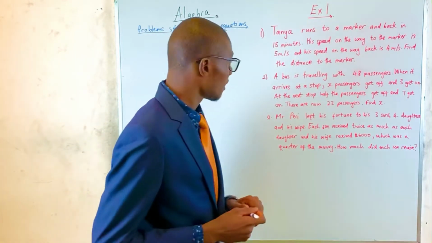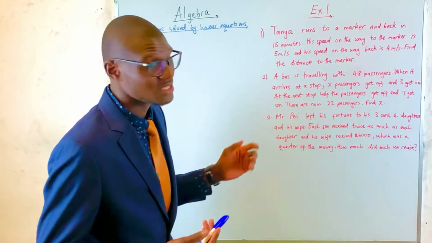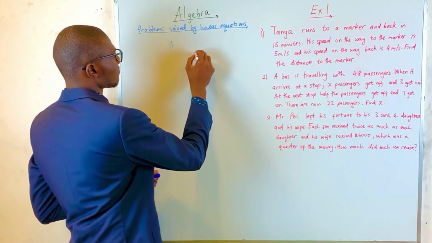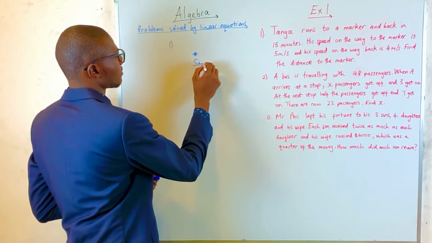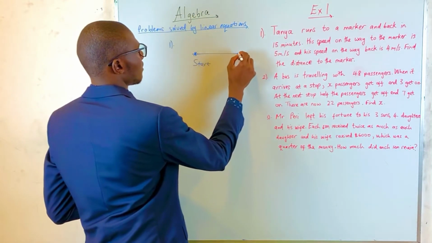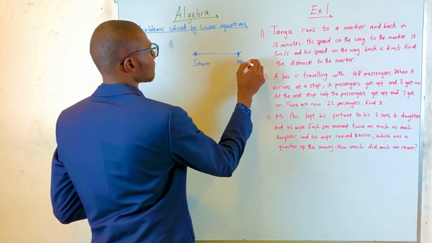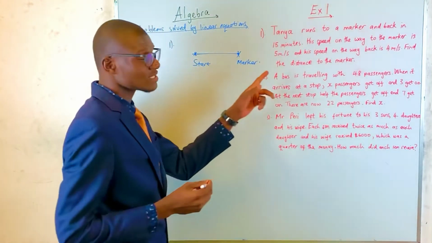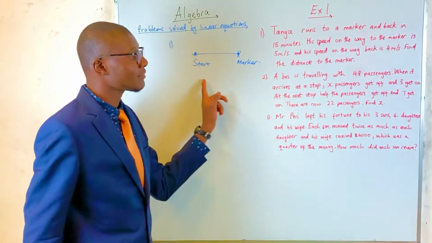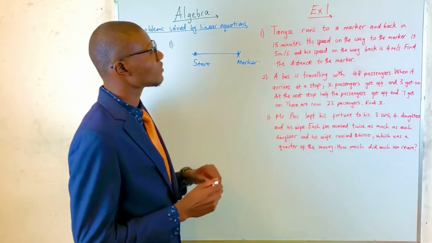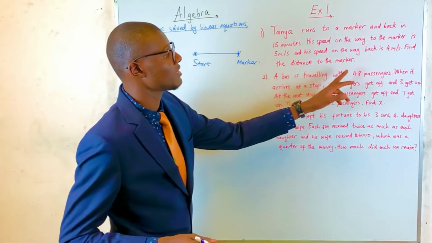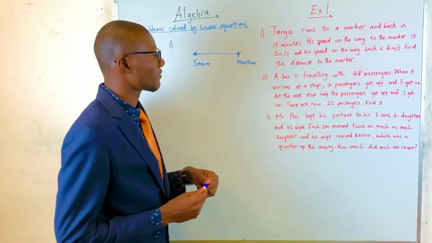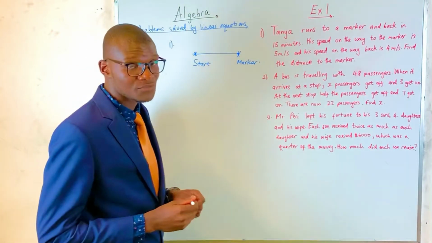So what we do is visualize what's happening here. If we say this is the starting point, start, and then here we've got the marker B. We're told that the total time taken to go to the marker and back is 15 minutes. The speed on the way is 5 meters per second and the speed back is 4 meters per second. Now I have to find the distance to the marker, which is from start to marker.